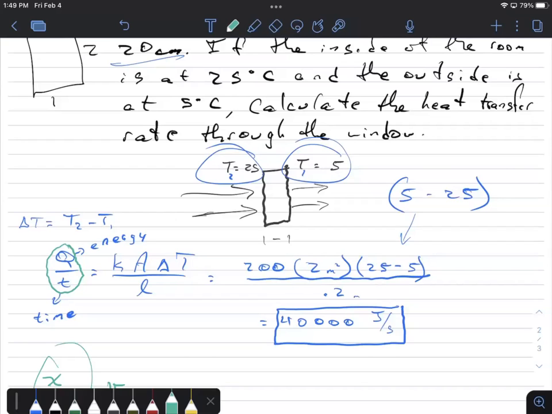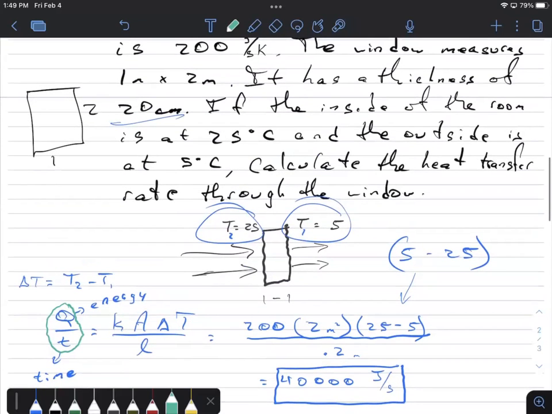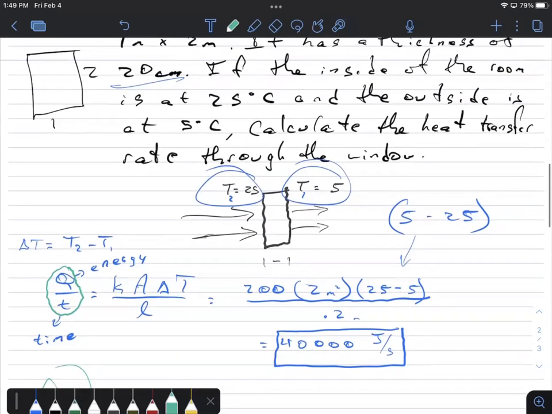So are there any questions about the theory for this type of problem? The good news is this is the only equation you have for conduction. Obviously, we can manipulate the equation and solve for different things, but it's just this equation.